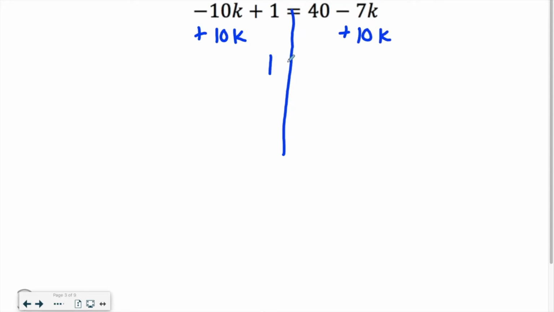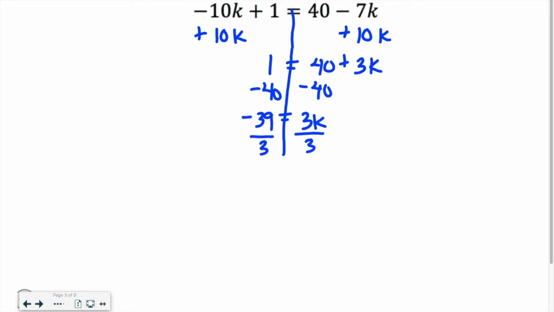That leaves us with 1 here. Then we have 40. And -7 plus 10 gives us that positive 3k. And then we're going to subtract 40 on both sides. And then you're left with 3k on the right and -39 on the left-hand side. And then when you divide by 3 on both sides, you get -13 equals k.